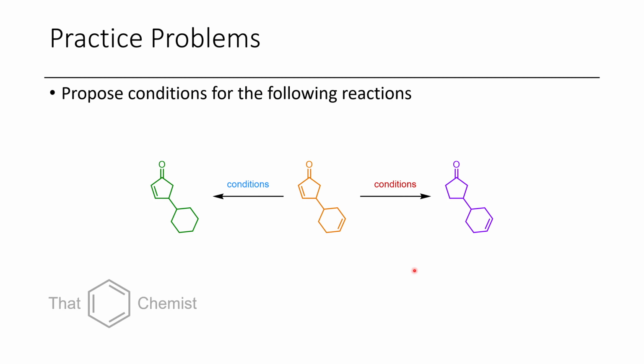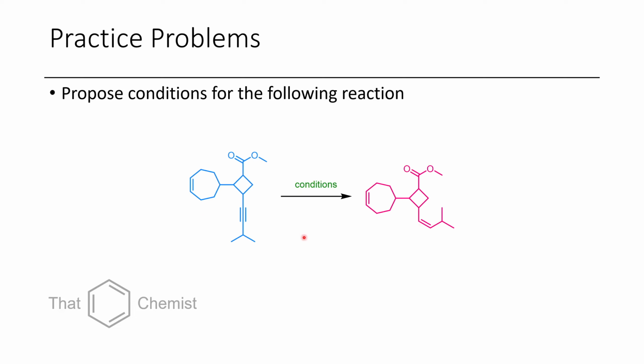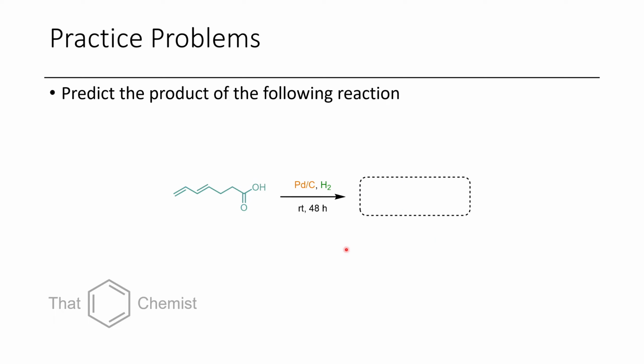Okay, so for this lecture, I'd like to assign 3 practice problems. First, propose conditions for converting this diene here into the alkene on the left and the alkene on the right. In the next problem, I want you to show how you can convert this alkyne into a cis-alkene. And finally, I'd like you to show what the product of the reaction shown here would be. This diene is treated with palladium on carbon and hydrogen. What sort of reduction product forms?